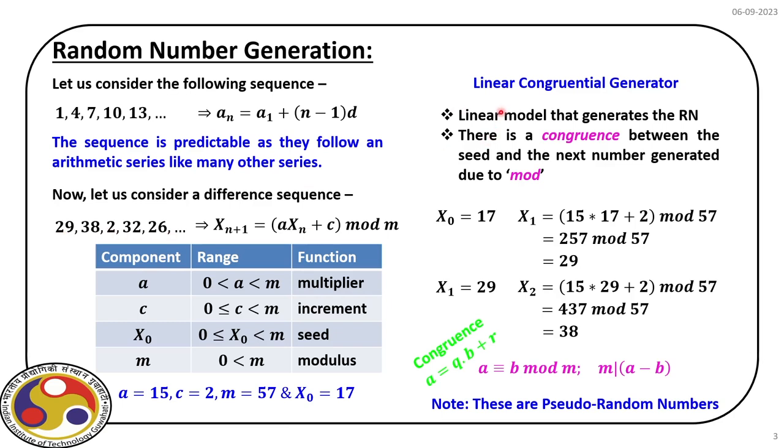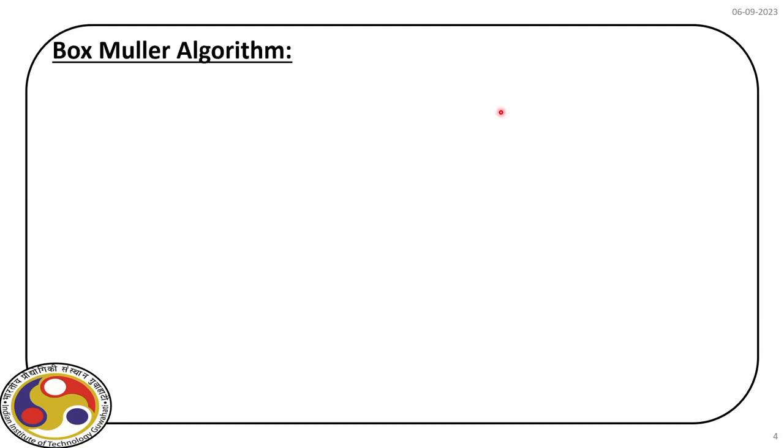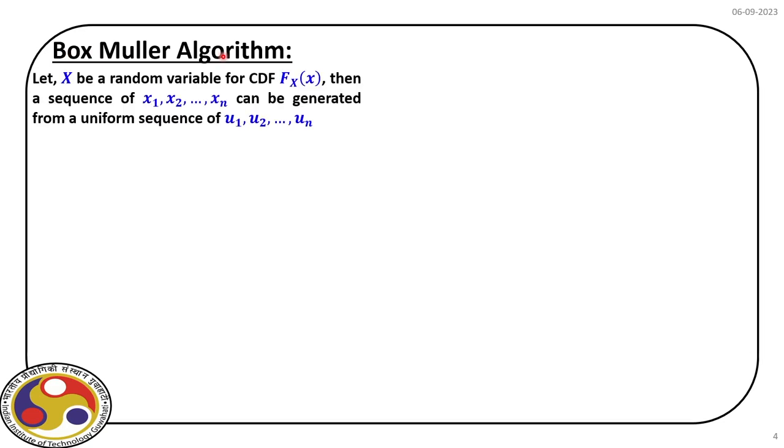Now let us see what other models are there. For example, when we generate normal random numbers, there is a very popular model called the Box-Muller algorithm, and that develops a sequence of numbers using a uniform sequence. So if we have a uniform sequence, say U1, U2 up to UN, then we can generate a sequence of X1, X2 up to XN, and this sequence will follow normal distribution. Obviously, the CDF corresponding to X is capital FX of X. So how do we do that? Again, in this case, samples of X is nothing but FX inverse of U.